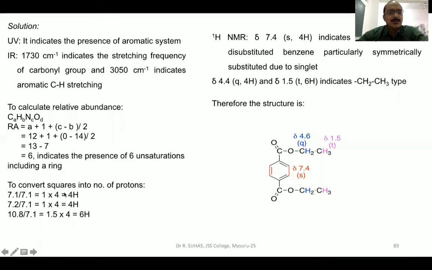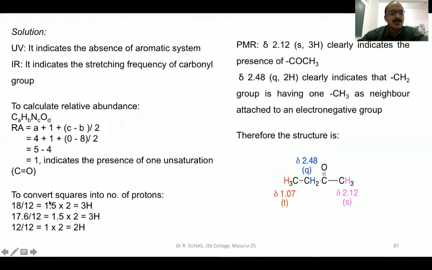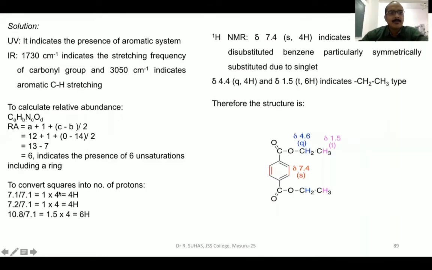Now coming to converting the squares into number of protons. In this case, the least square is 7.1. Divide all these values by 7.1: 7.1 by 7.1, 7.2 by 7.1, 10.8 by 7.1. So we get 1, 1, 1.5. There cannot be 1.5 protons, so we have to match that.